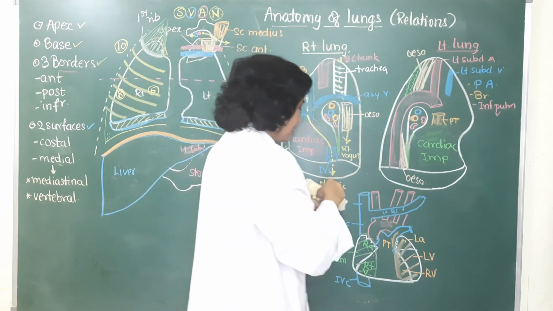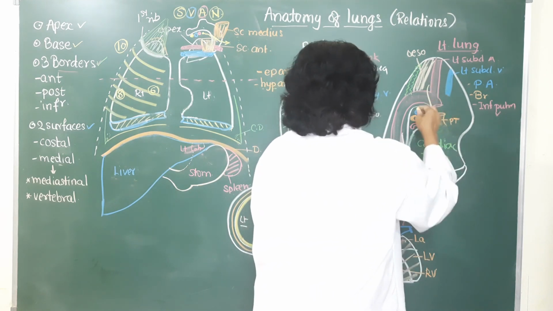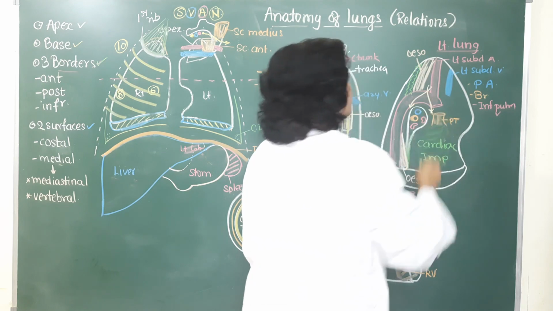Again, like the right lung, the phrenic nerve passes in front of the hilum, and the vagus nerve passes behind the hilum.